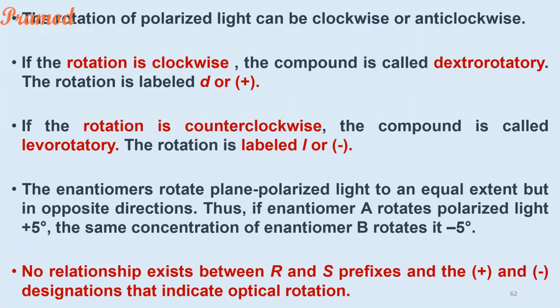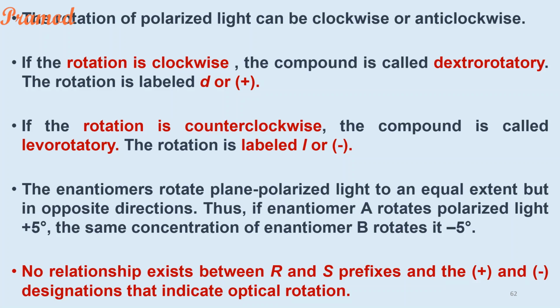Now let us see the rotation of plane polarized light. It can be in a clockwise or anti-clockwise direction. It can rotate clockwise, that is, to the right side, or it can rotate to the left-hand side. Both ways are possible, depending on the enantiomer.